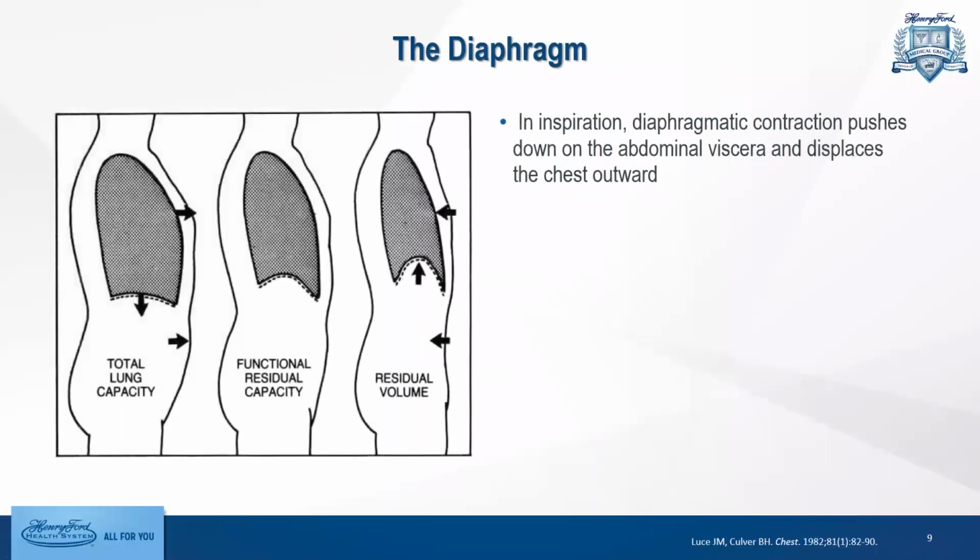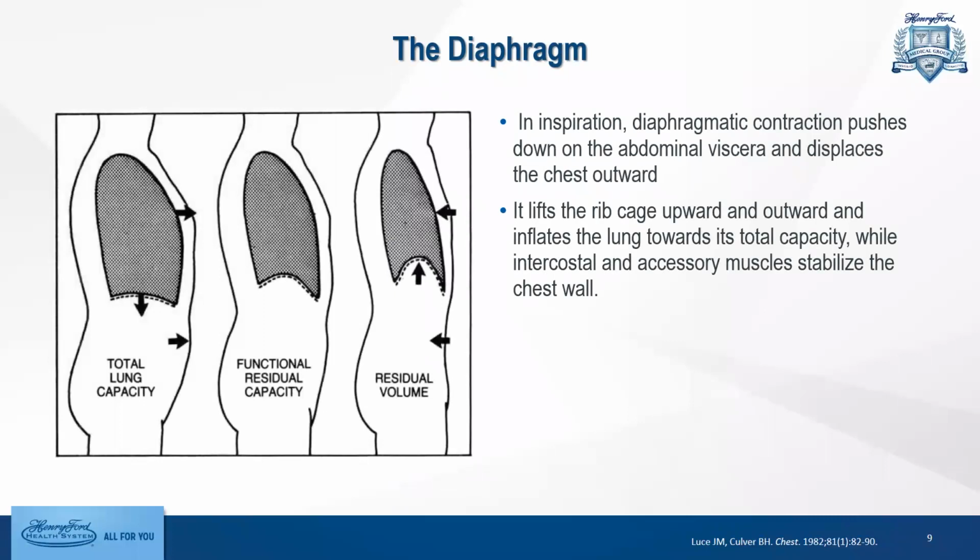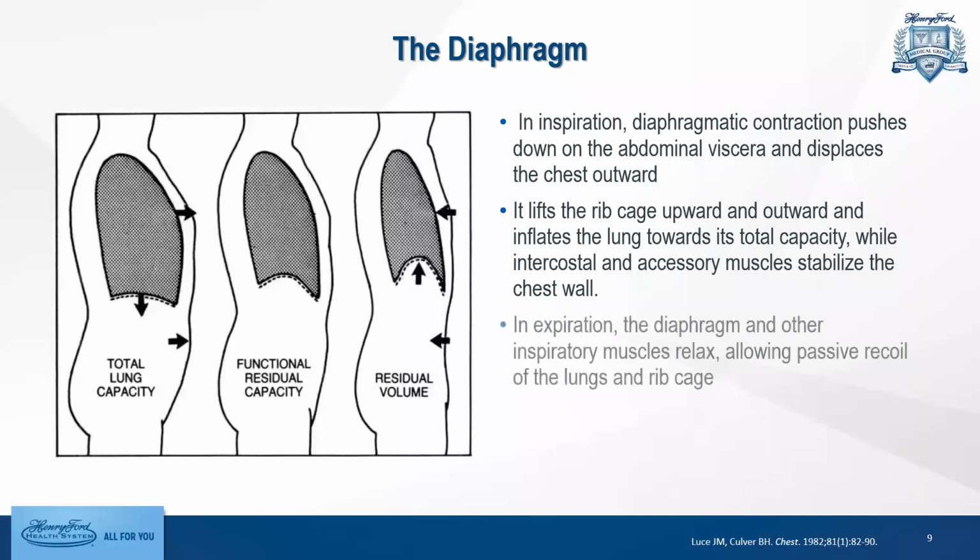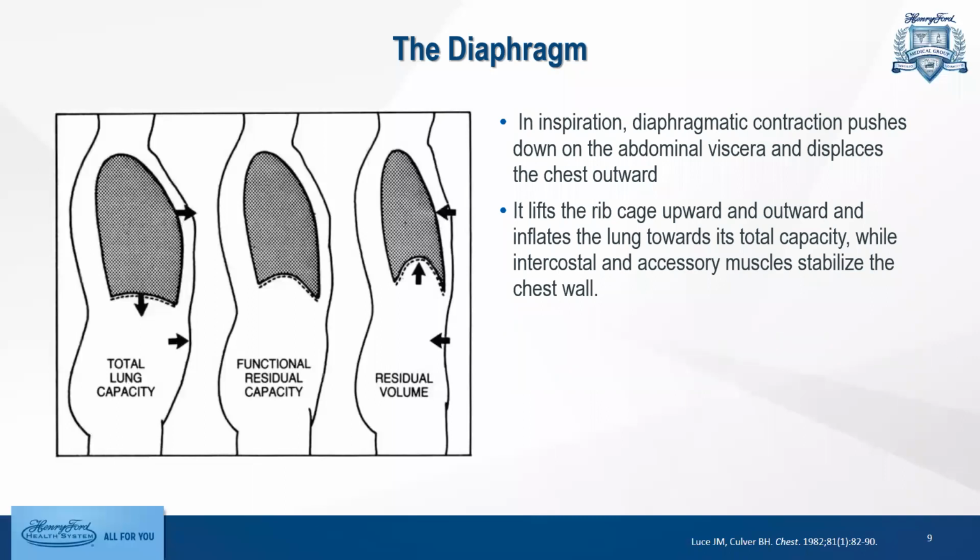So the diaphragm, in inspiration, contraction pushes down abdominal viscera and displaces the chest wall outward. The rib cage comes upward and outward and inflates the lung towards its total capacity. The intercostal and accessory muscles mainly stabilize your chest wall. Whenever you blow out the air, the diaphragm and other inspiratory muscles relax, allowing passive recoil of the lungs and the rib cage.